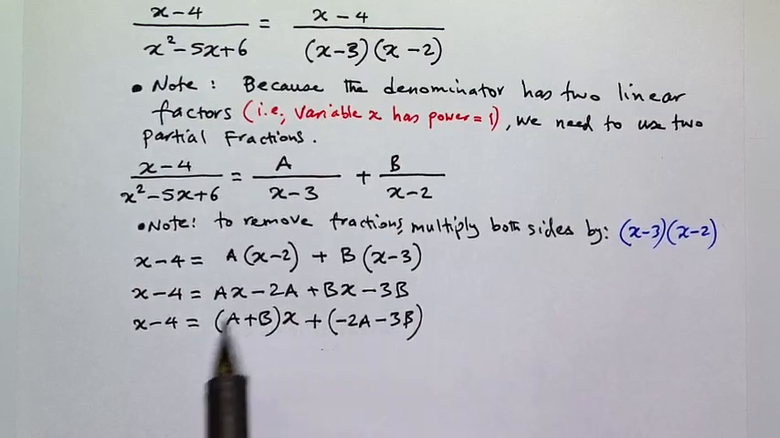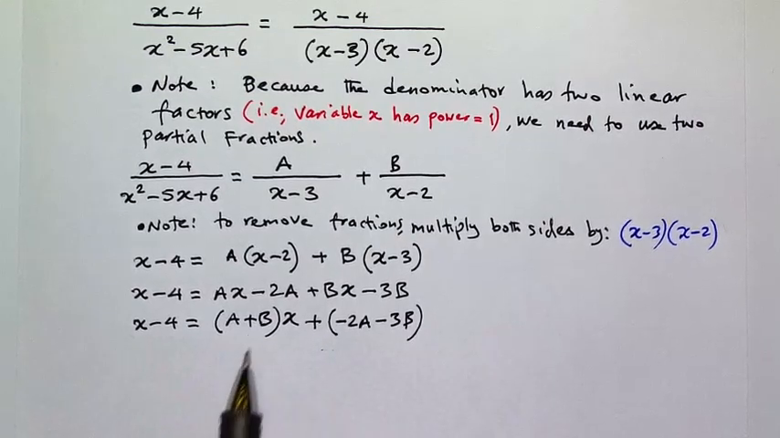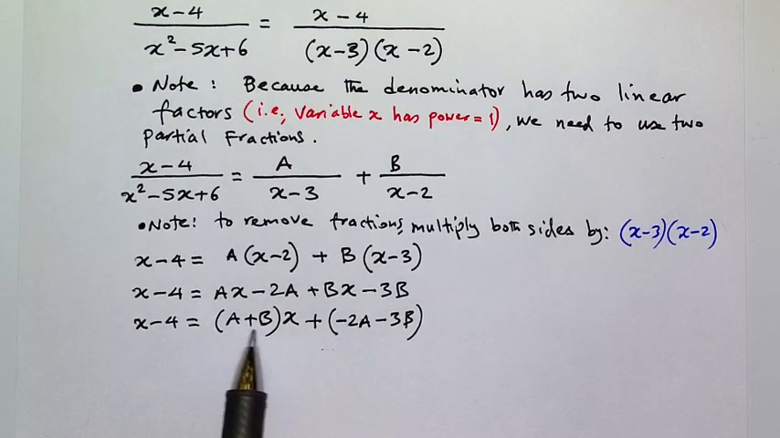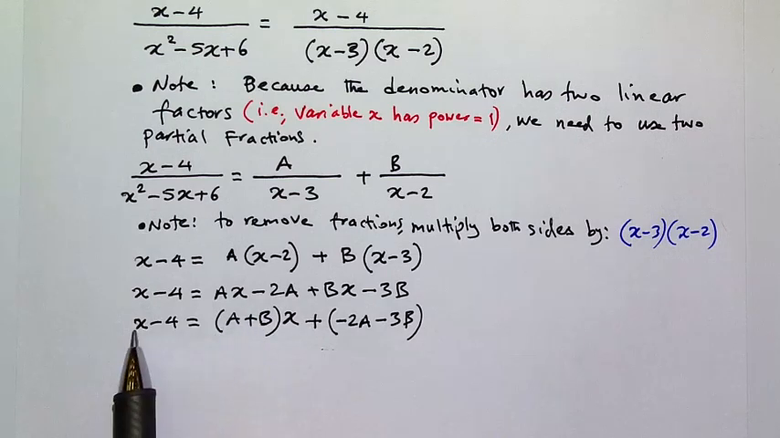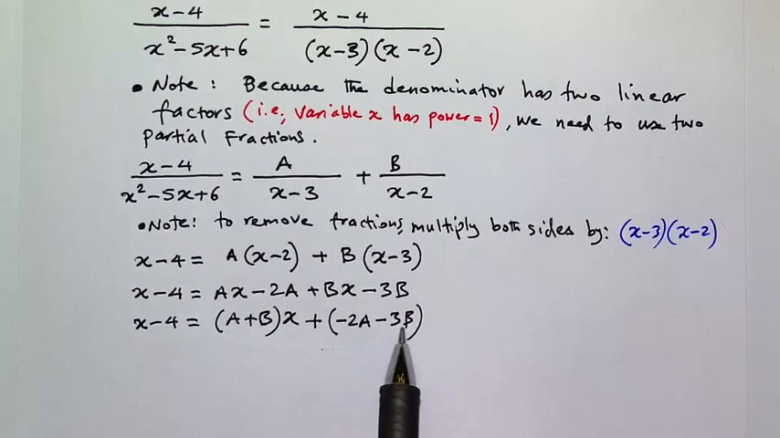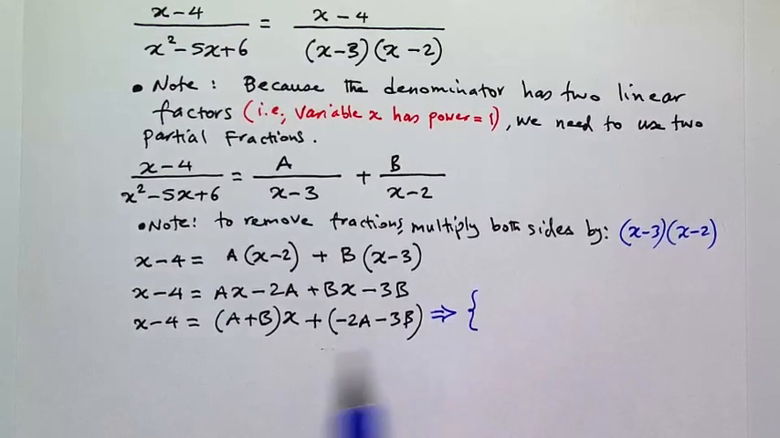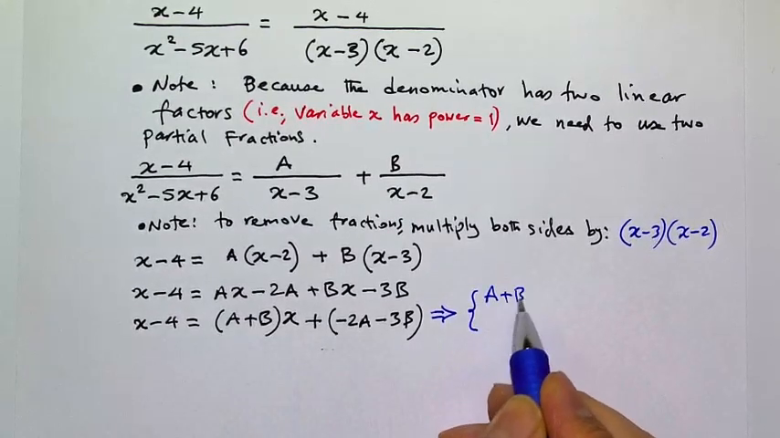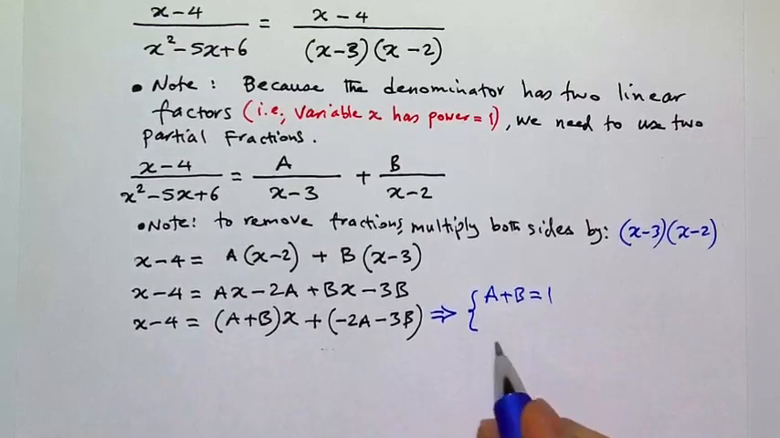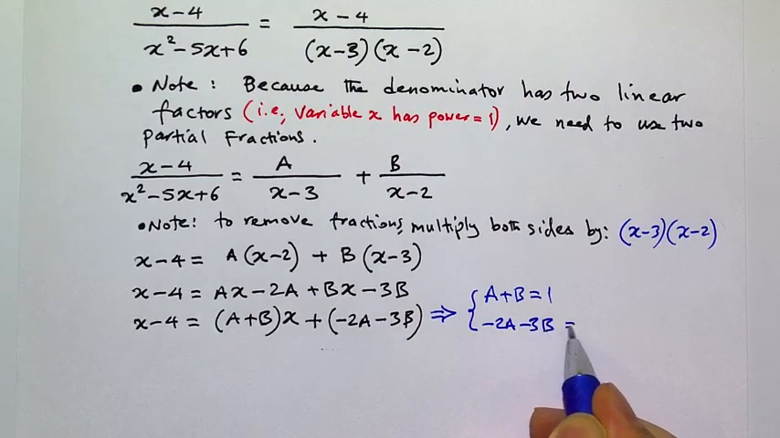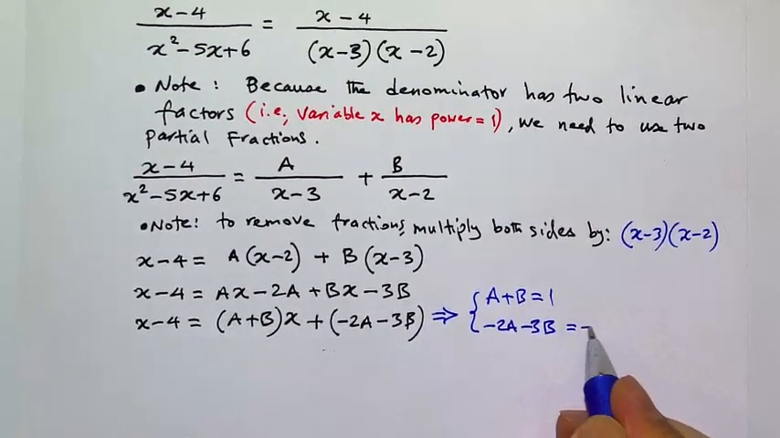So if you compare the right side with the left, a plus b should be equal to 1, right? Because if the left side is to be equal to the right side, the only way that could happen is if a plus b equals 1, and minus 2a minus 3b is equal to minus 4. So let's set up a system. So a plus b has to be equal to 1, minus 2a minus 3b should be equal to minus 4.